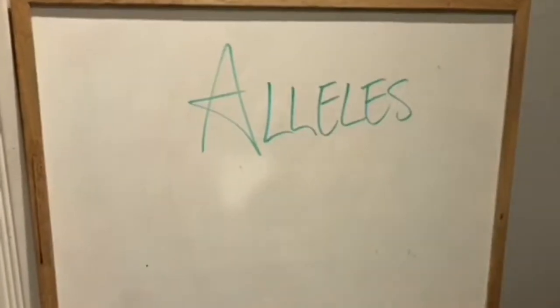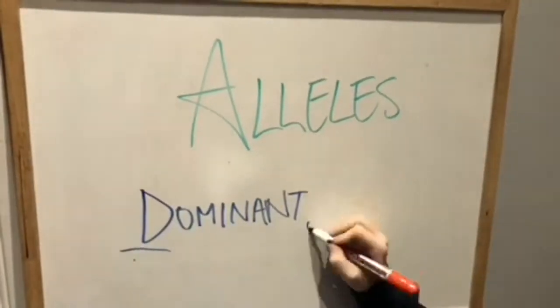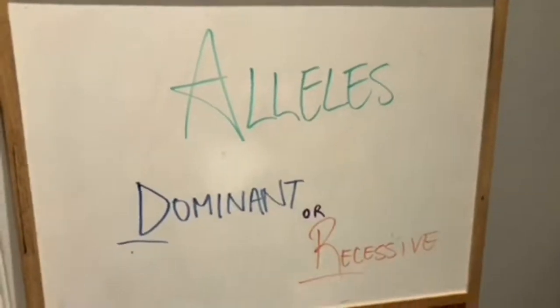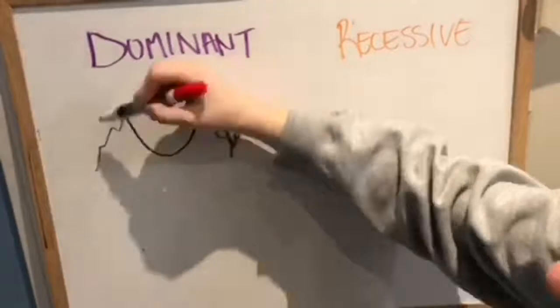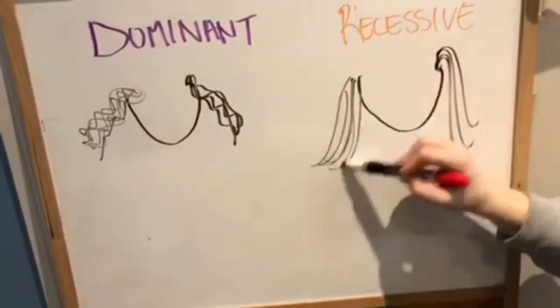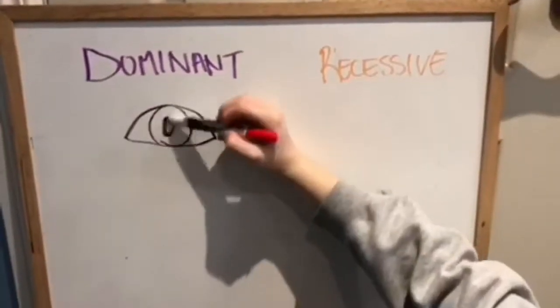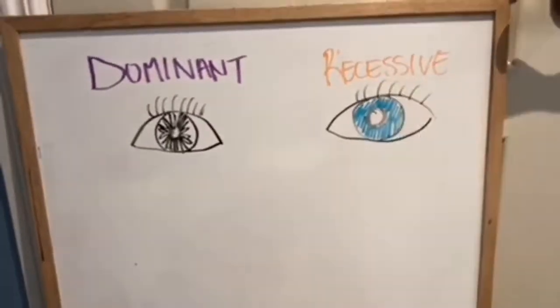The reason you look the way you do is because of the alleles you inherited from both your parents. Alleles can either be dominant or recessive. Some examples are curly hair is dominant over straight hair, and brown eyes is dominant over blue eyes.